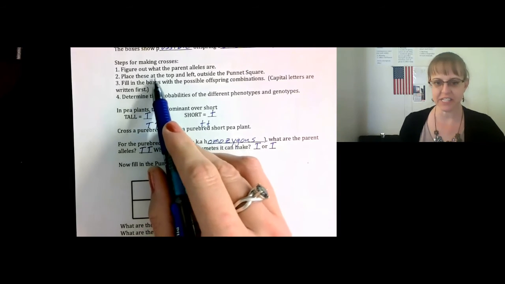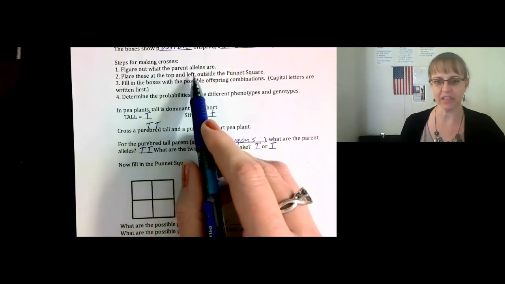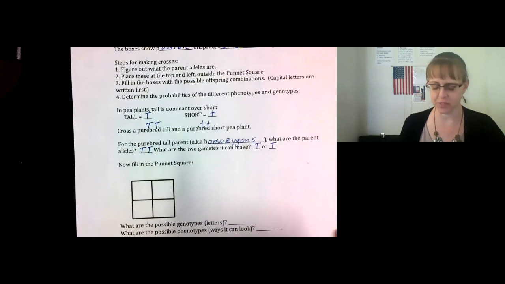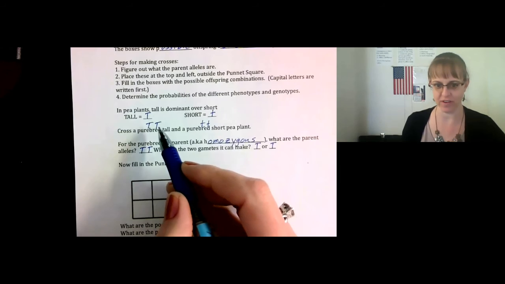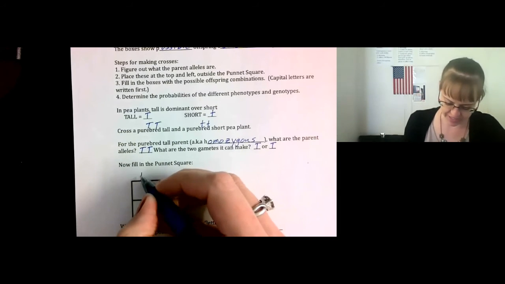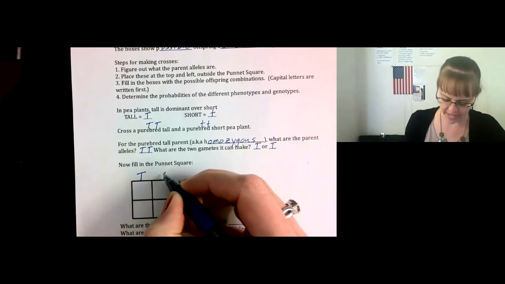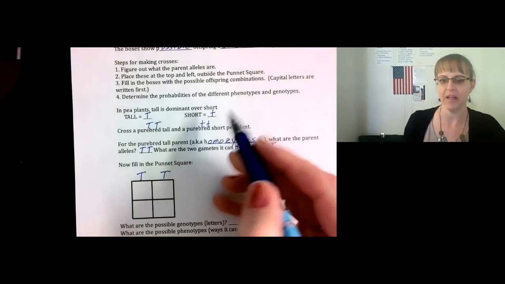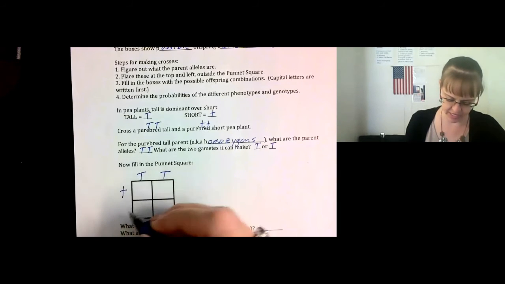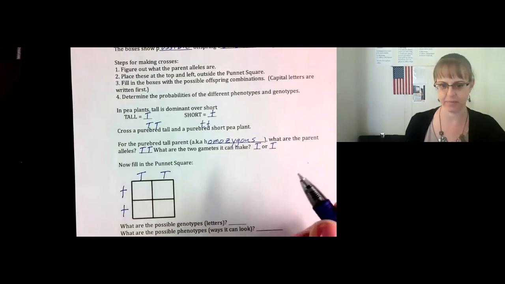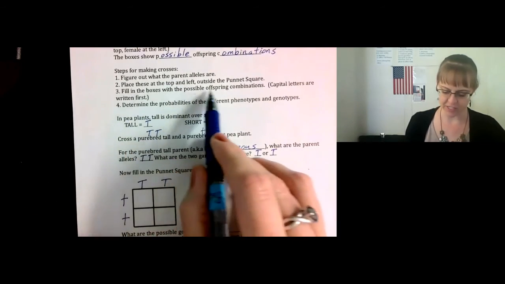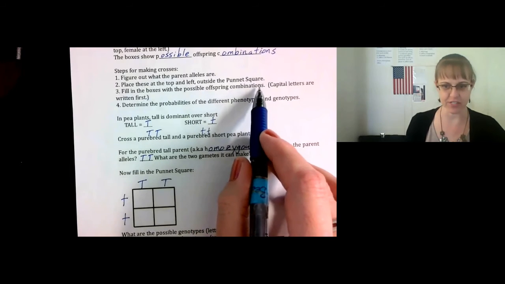Now, we place these parent alleles at the top and the left outside the Punnett square. They didn't tell us which was the mom and which was the dad, so you can put it wherever you need to. We have a purebred tall plant, which can either pass on a capital T or a capital T. Then we have a purebred short, which can either pass on a lowercase t or a lowercase t. Now, fill in the boxes with the possible offspring combinations.